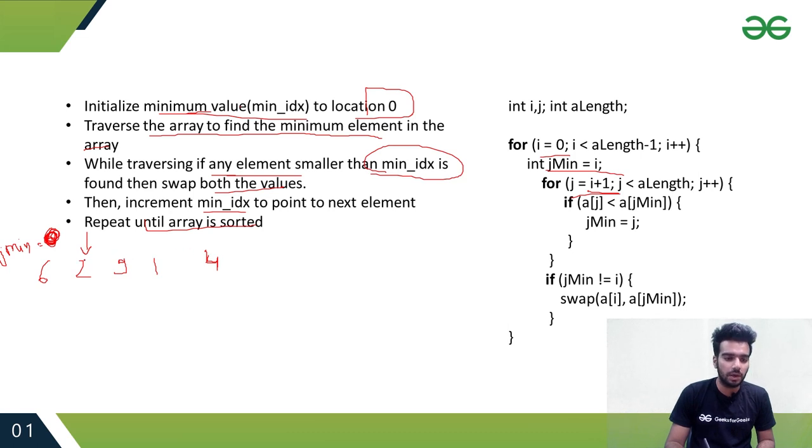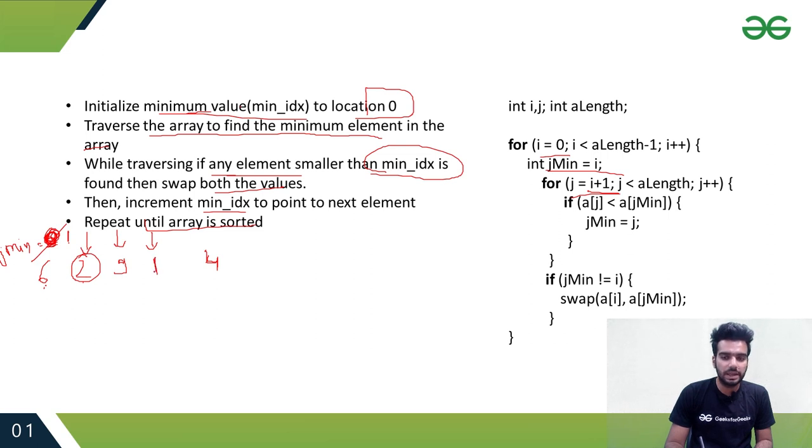Now if a of j, which is 2, is less than a of jmin. Yes, jmin is 0 and a of 0 is 6. So if a of j is less than this, yes, it is, then store j in jmin. jmin stores j, which is 1, because it is pointing at the first index. Now the for loop will run again and increase the value of j by 1. Now if a of j is less than a of jmin, where jmin stores the first index of the array. Is it less than? No, it will again increase the loop. Now this value is j.